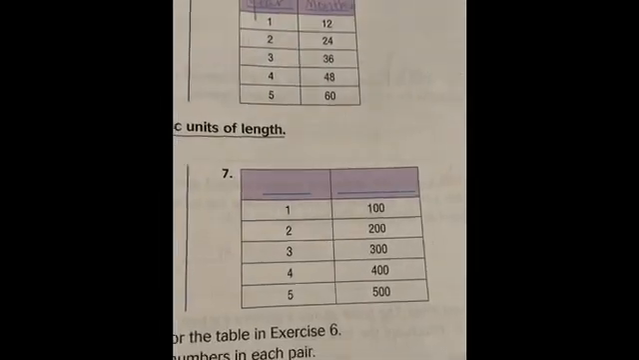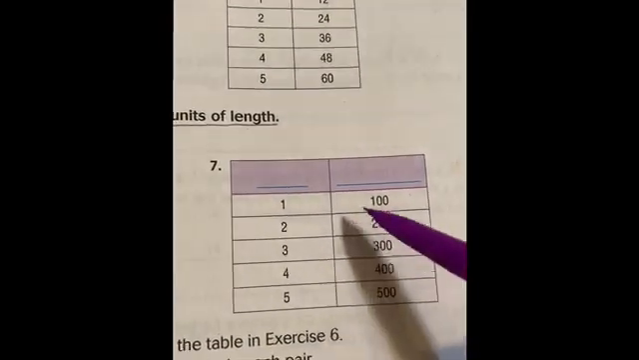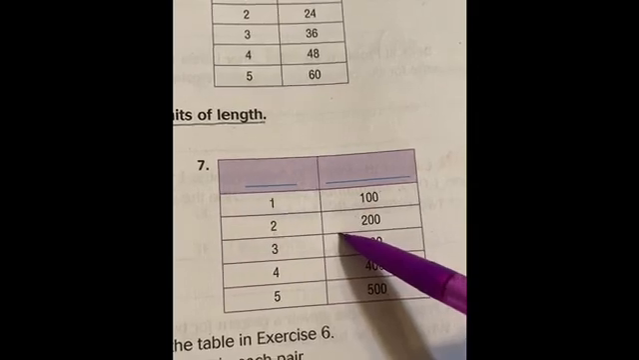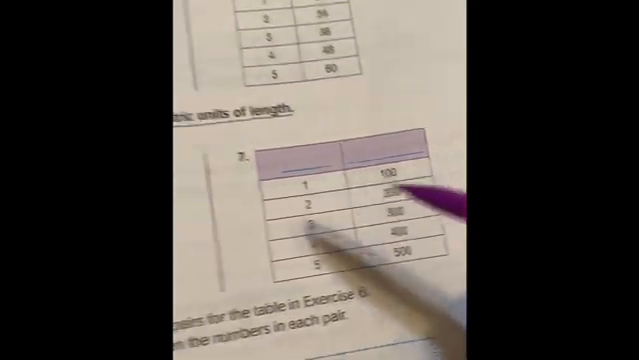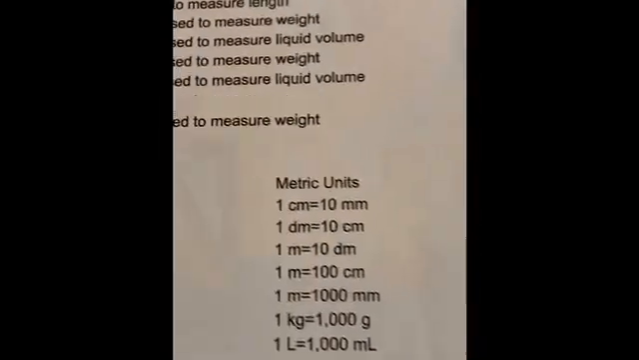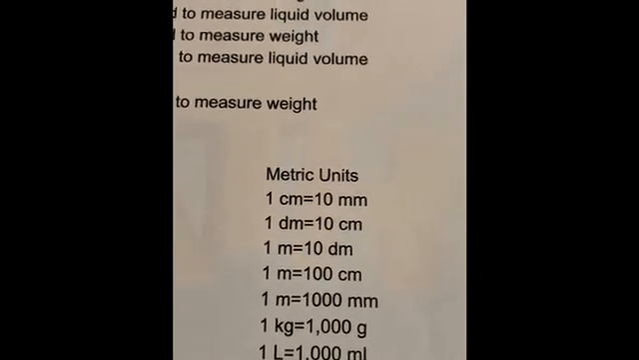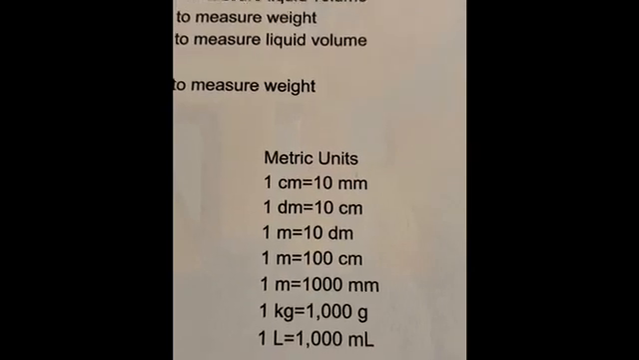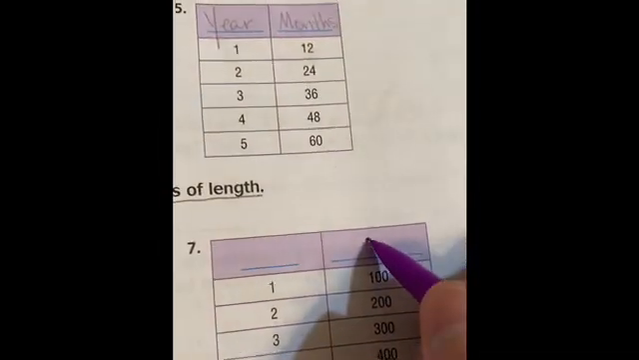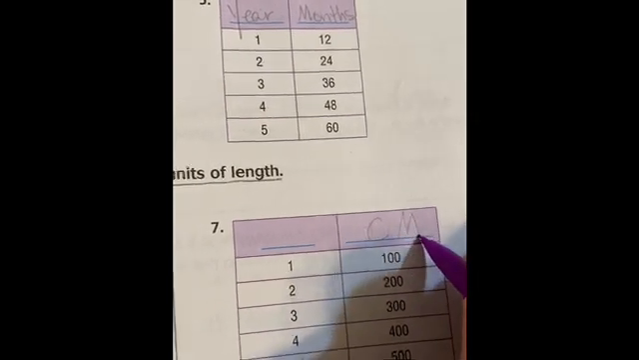Moving on to number 7, 1 and 100. So looking at our metric units list, I just see 1. If you come up with another one, that's fine as well. We're just going to use the one that's listed. So 100 centimeters and 1 meter. This will be labeled centimeters. This will be labeled meters.